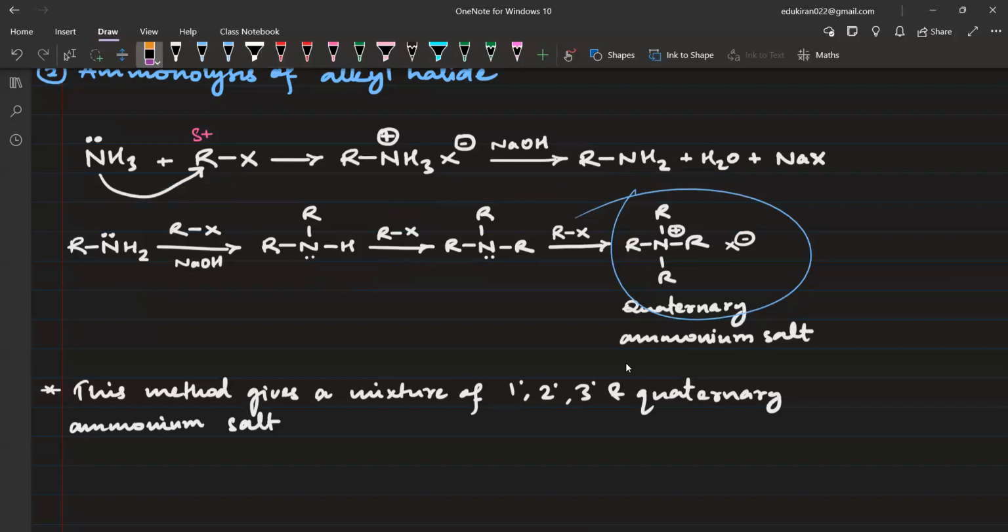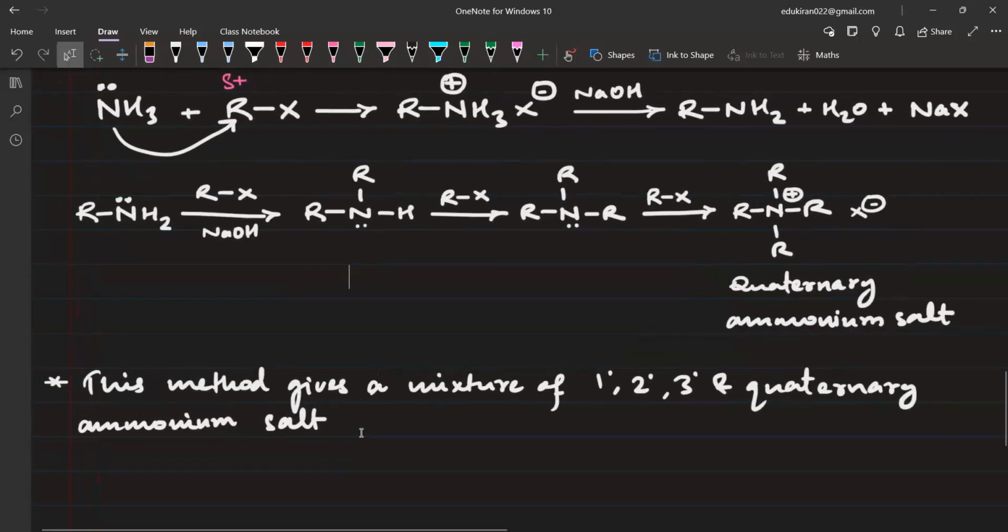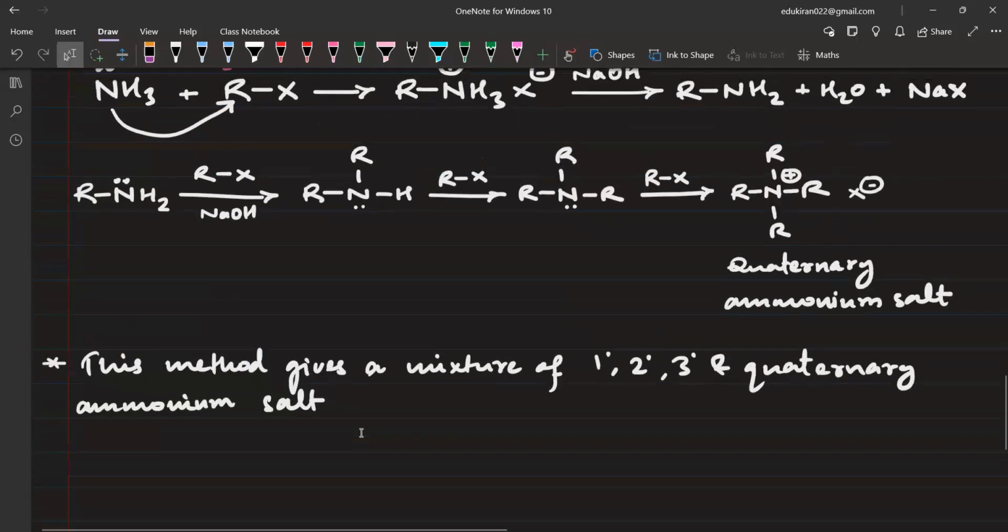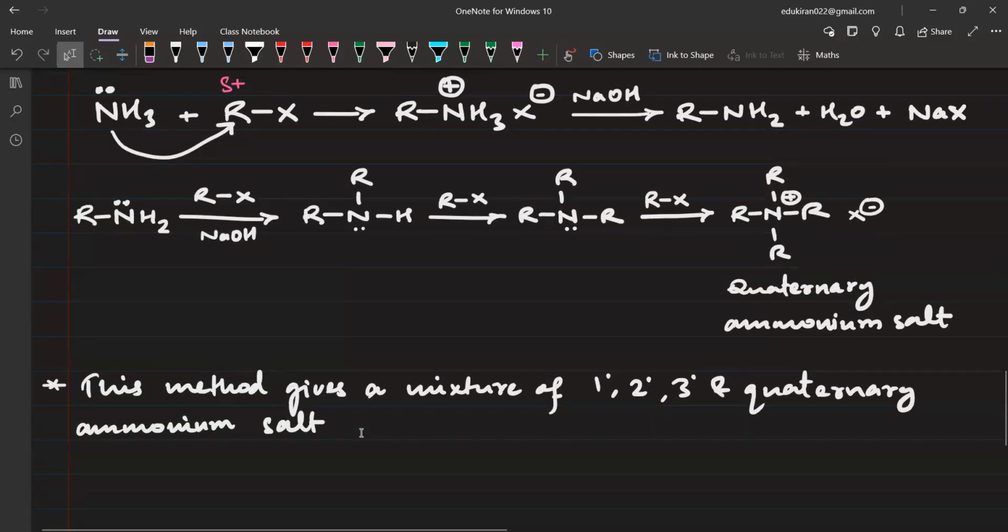ठीक है. अब थोड़ा सा समझ में आया कृष्ण प्रिया, why we are getting mixture? Yes or no? Yes sir. ठीक है. Now if we don't want mixture, then हमको क्या करना पड़ेगा? ध्यान से सुनिए जरा. The problem is what? The problem is alkyl halide.